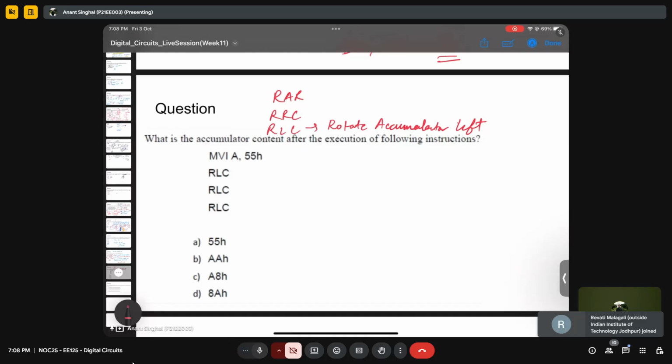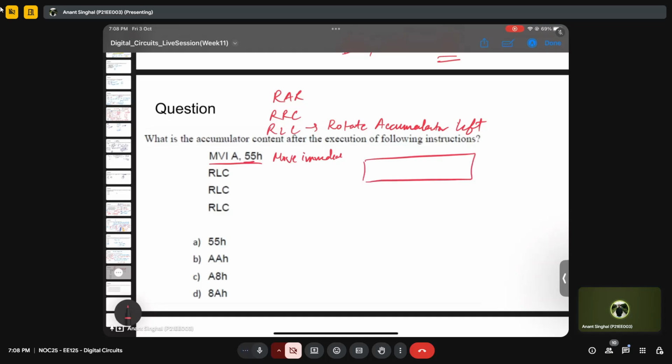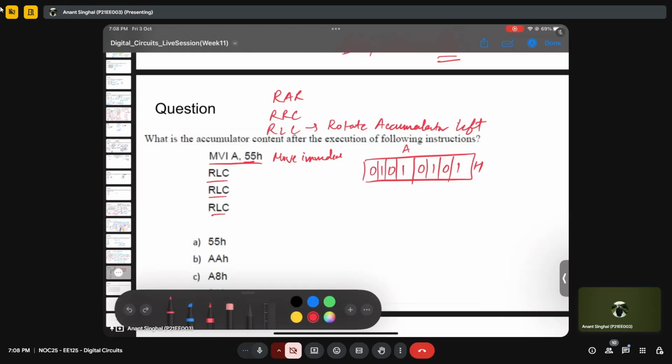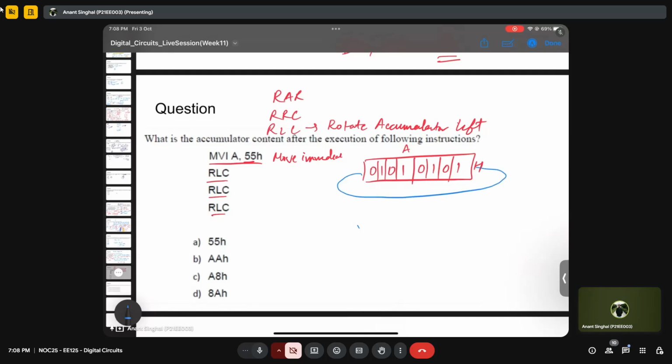Okay, so let me try to solve it if you don't have the answer already. The first instruction says MVI, that means move immediately. So basically we need to move this 5 into the accumulator immediately. That means accumulator is 8 bits. So 5 means 0 1 0 1, then 0 1 0 1 H. So now we need to do 3 times RLC. So what will happen? It will rotate to the left.